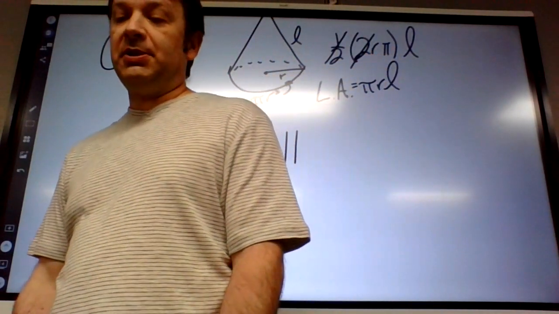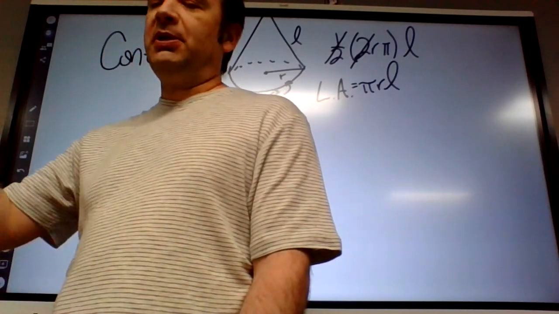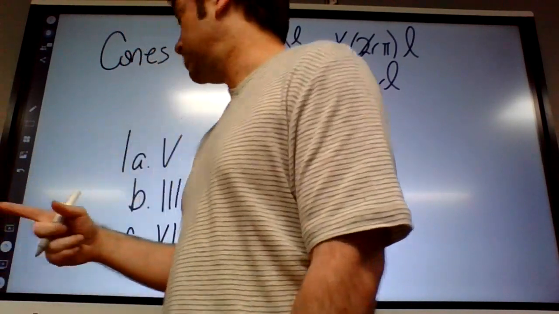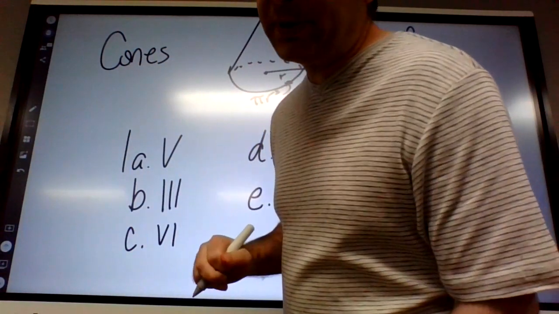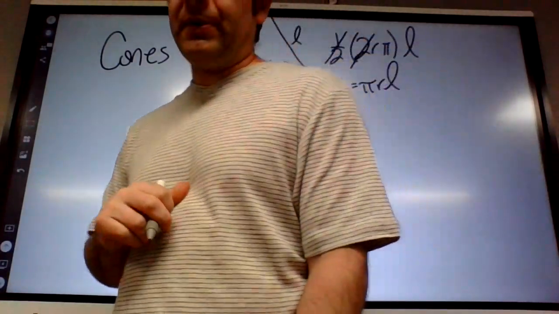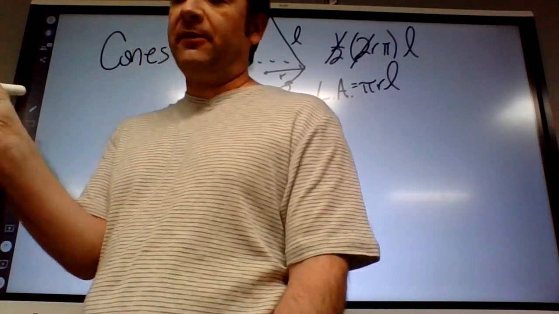E says segment GH, the apothem. So the radius has to go to the corner, the apothem goes to the middle. So let's see, which one is the apothem? 1. Okay, F. FH. Yeah, the one we haven't done. The radius, FH is a radius.